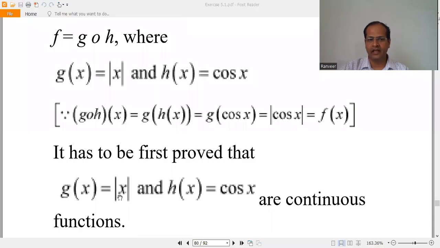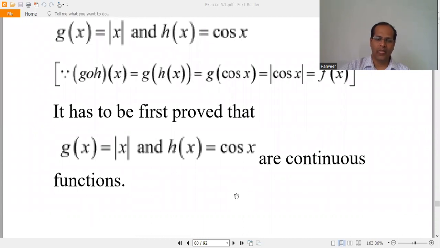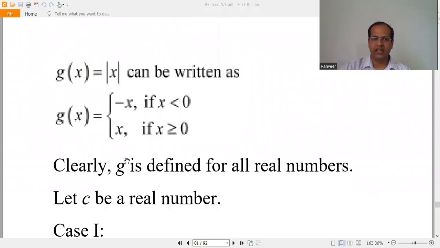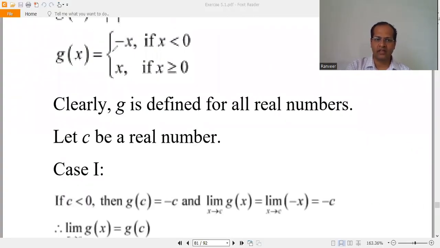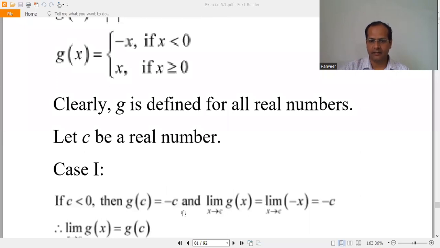Now we have to prove that whatever the g(x) and h(x) we took, that is also a continuous function, and we can prove it the same way as the question we solved earlier. So g(x) is the modulus function, and for the modulus function, first of all we have to define x for x less than 0 and x greater than 0, and we can find out this is a continuous function, because the limit as x tends to 0 plus is 0, the limit as x tends to 0 minus is 0, and f of 0 is also 0. So definitely this is a continuous function.